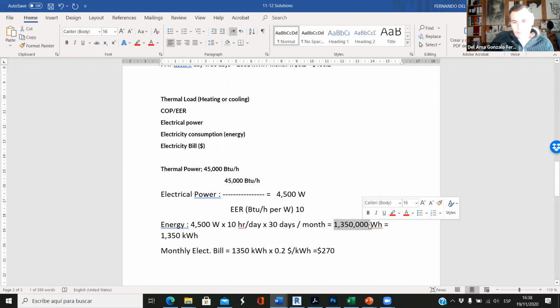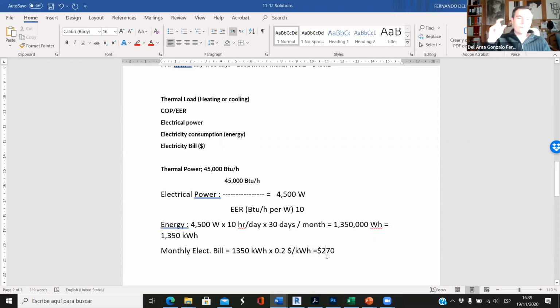So this is the power. These are the units, watt hours. We have to divide this by 1,000, and we end up having kilowatt hours. And this is what we pay for. We pay for a kilowatt hour. We don't pay for a BTU hour. We don't pay for watts. We pay for kilowatt hours. And then the monthly electricity bill is this times the price of electricity.